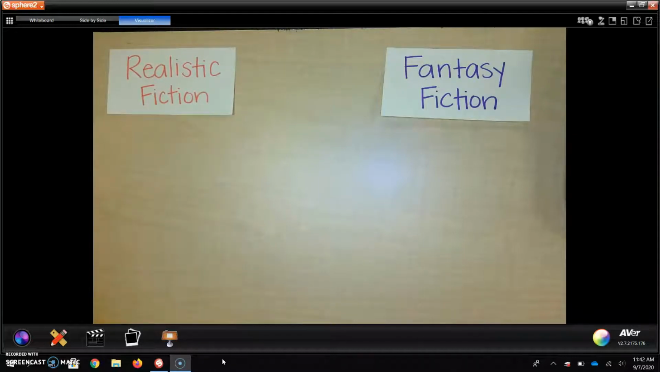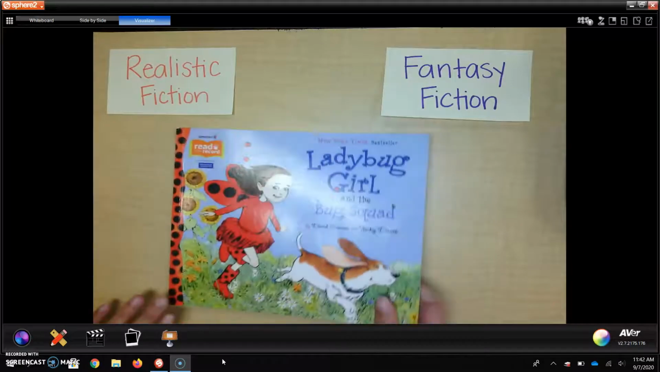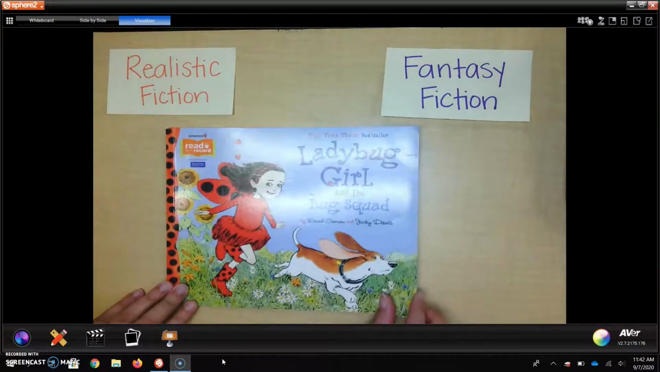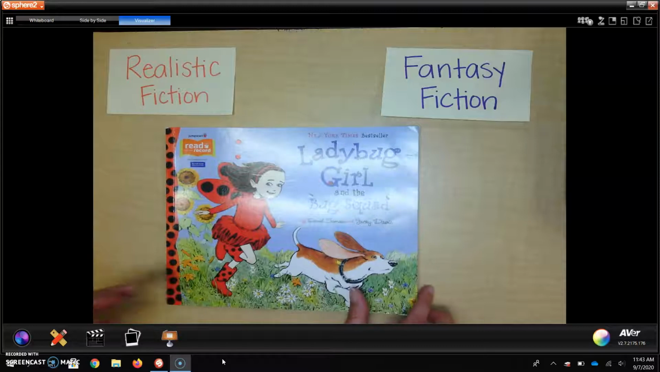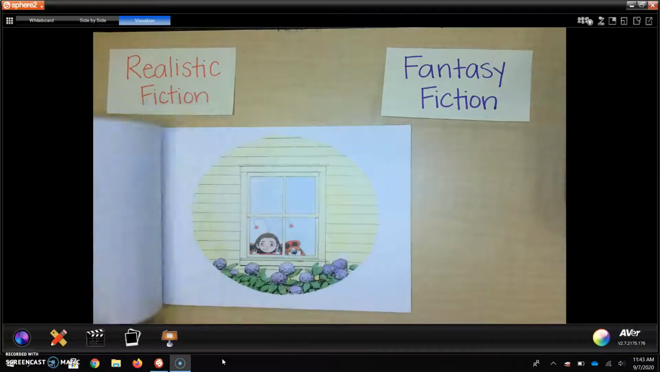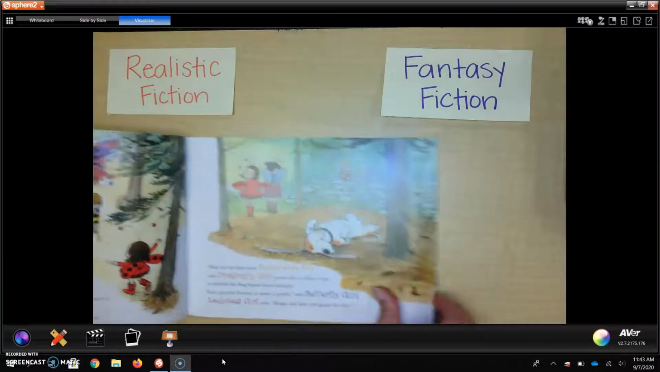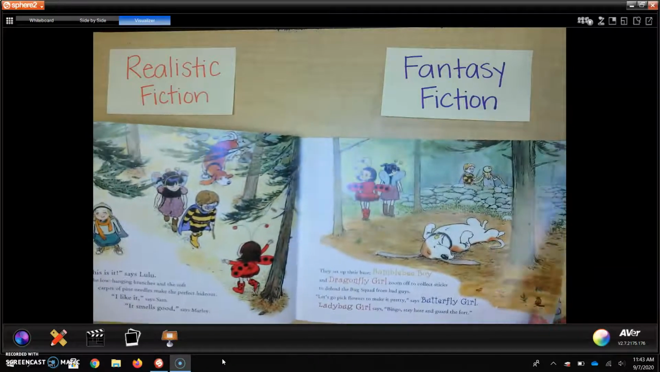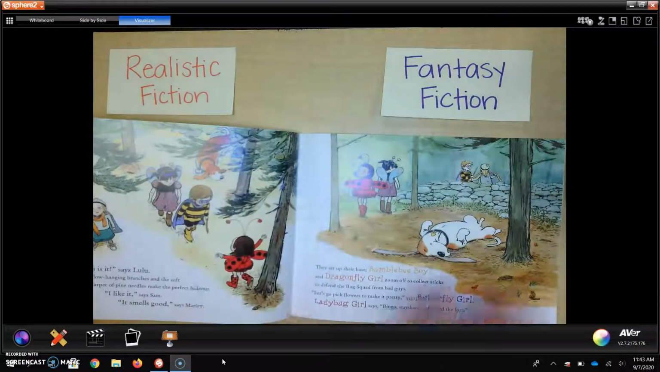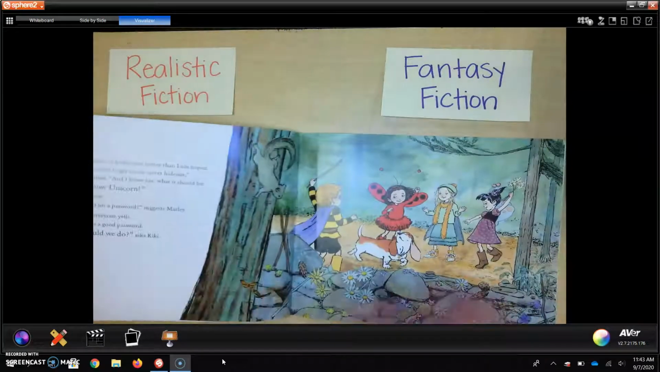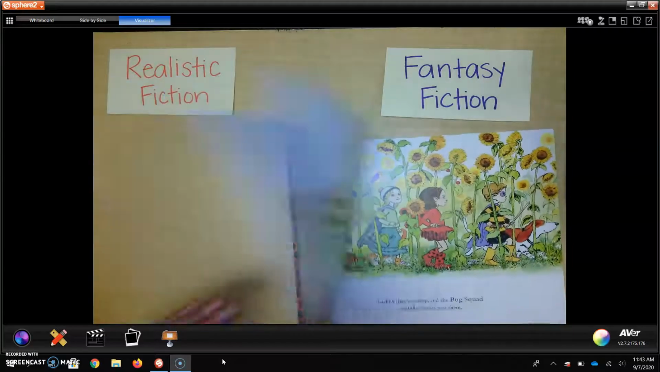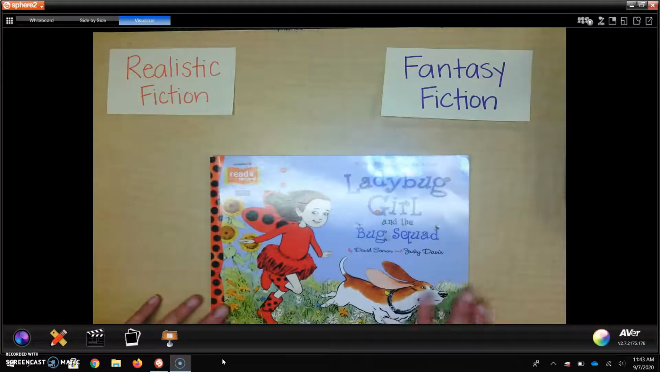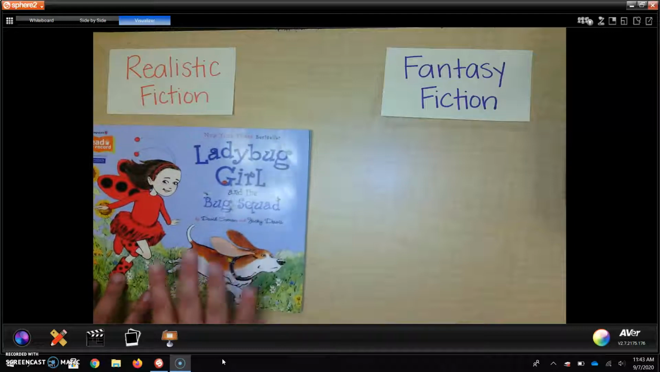So let's look at an example real quick. So we have the Ladybug Girl and the Bug Squad. So in this story, as you can see on the cover, we see a real girl, a dog who has a collar on like normal pets do. And if you flip through it just a little bit, you see that real things that are happening in the story could happen in real life. Like her and her friends are dressed up, but they're walking through a forest. They're all wearing normal clothes, acting like normal people. So the Ladybug Girl and the Bug Squad would go under realistic fiction.